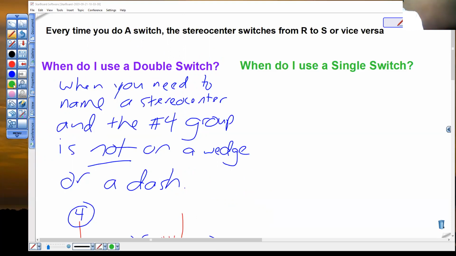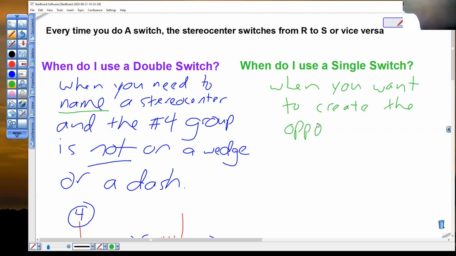When you want to change the stereo center. This is not nomenclature. Changing stereo centers, not nomenclature. Nomenclature is naming. This is when you want to create the opposite stereo center. Now, in our previous example, that first stereocenter I did was wrong. So I had to fix it to right. And the easiest way to do it is just to do a single switch.